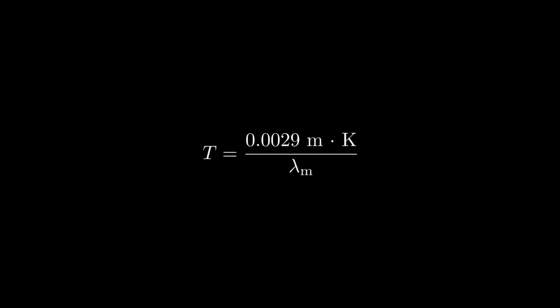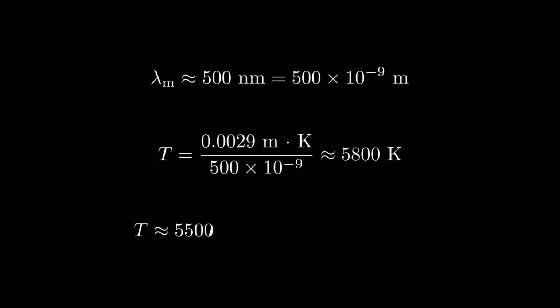All right, let's take the sun, for example. If we study the spectral distribution of the sunlight, we will see that the highest energy mode is that of the wavelength of about 500 nanometers. If we substitute this value into Wien's law, we will see that the surface temperature of the sun is 5,800 Kelvin, or 5,500 degrees Celsius, or 10,000 degrees Fahrenheit.